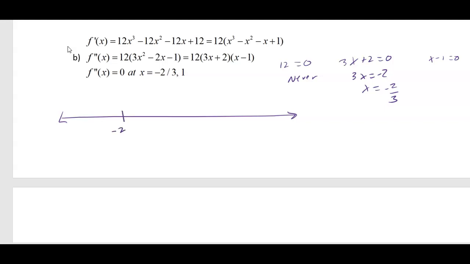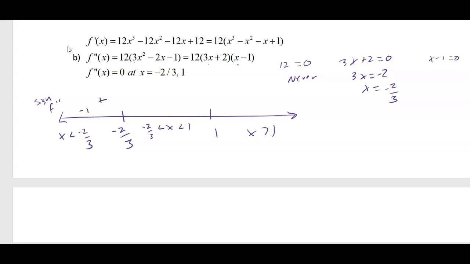So negative 2/3 comes before 1 on the number line, and these intervals represent x less than negative 2/3, negative 2/3 less than x less than 1, and x greater than 1. And I just want to see the sign of the second derivative to make sure it changes at each of these. So for x equals negative 2/3, I'm going to pick x equals negative 1 to check that. When I put in x equals negative 1, this is negative, this is negative. It looks like I get a positive. Is that true? Yeah, it would be positive.